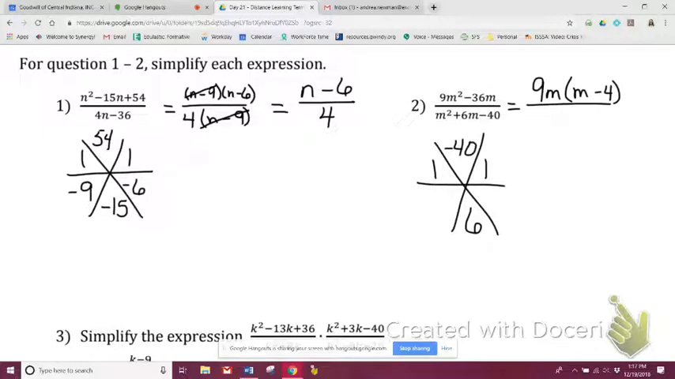The denominator I'm going to put into my asterisks. I'm looking for two numbers that multiply to give me negative 40 and add to give me 6. Since that 40 is negative, I know my signs have to be opposite, so one of them needs to be negative, one of them needs to be positive. 4 and 10, which one needs to be negative? 4. So negative 4 plus 10 gives me that 6 that I'm looking for in the denominator.